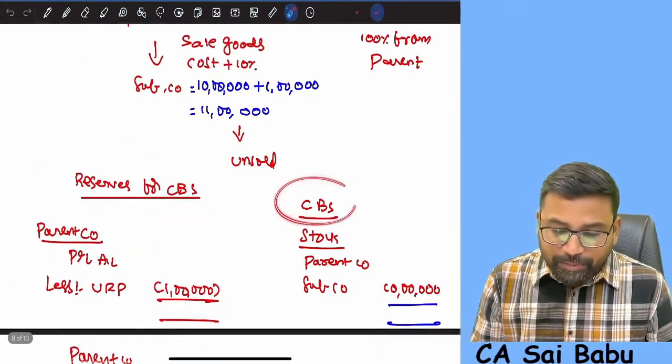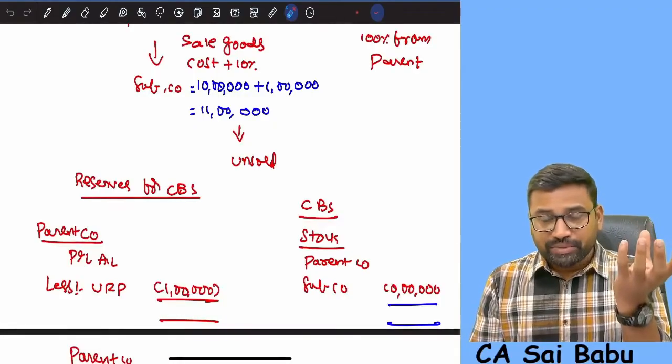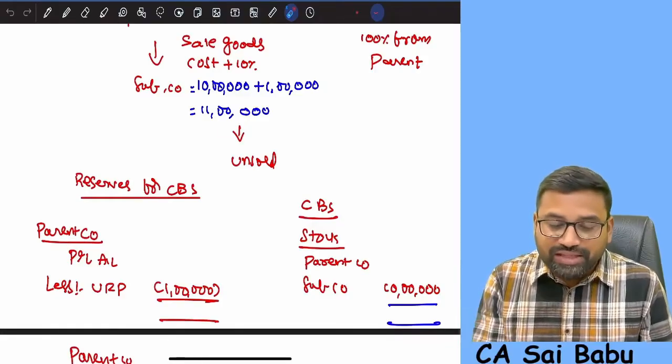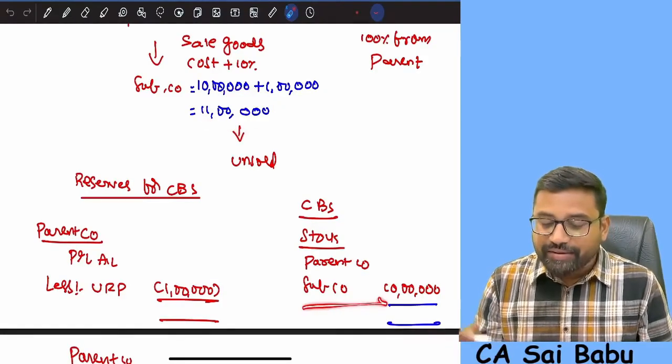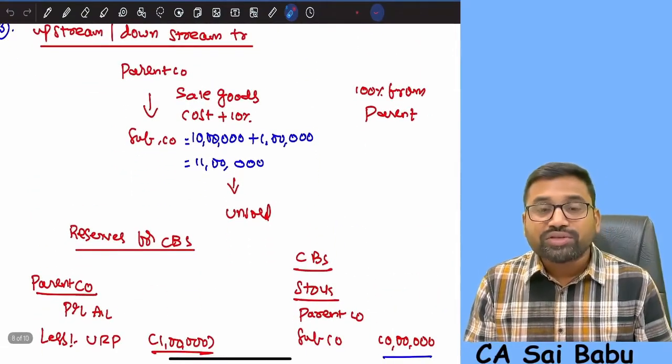And also when you are preparing the consolidated balance sheet, you need to consider the stock value. Parent company stock, add subsidiary company stock. But when you are adding the subsidiary company stock, eliminate this 1 lakh unrealized profit and then add. You consider only 10 lakhs. So you understand the treatment of downstream transaction.